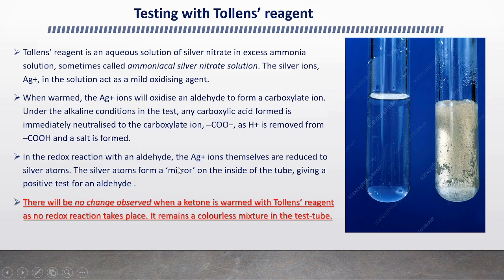In the redox reaction with aldehyde, the Ag+ ions themselves are reduced to silver atoms. These silver atoms actually deposit on the walls of the test tube, as you can see here. So that's why we call it the Tollens reagent test or silver mirror test. There will be no change observed when a ketone is mixed with Tollens reagent, so no redox reaction takes place. It means this test can only be given by an aldehyde and not by the ketones.